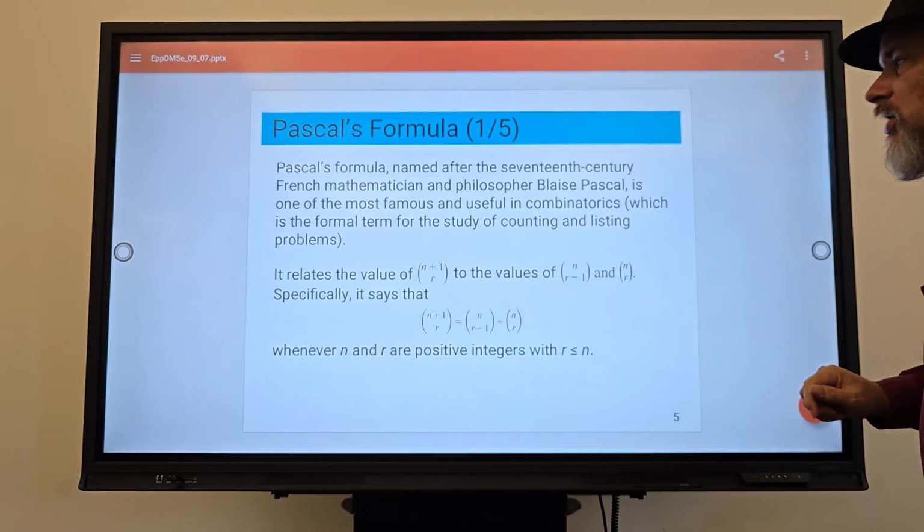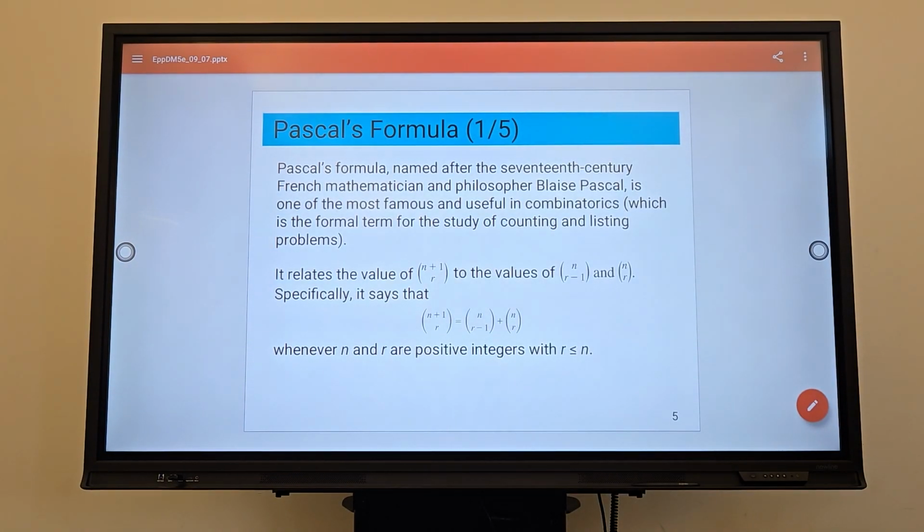Pascal's formula, named after the 17th century French mathematician and philosopher, is one of the most famous and useful in combinatorics, which is the formal term for the study of counting and listing problems. It relates the value of n plus 1 choose r to the values of n choose r minus 1 and n choose r. Specifically, it says that n plus 1 choose r equals n choose r minus 1 plus n choose r, whenever n and r are positive integers, with r being less than or equal to n.